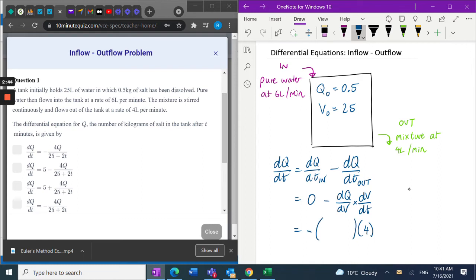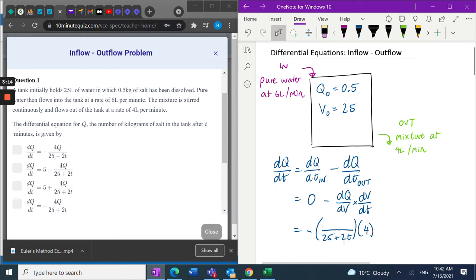For that, we need to consider how much salt is going out per liter. Well, how many liters are in the tank? Originally, it's 25, but because the water is flowing in at 6 liters per minute and out at only 4 liters per minute, the volume is going to be increasing from 25 by 2 liters per minute. So overall, our volume at any time t is going to be 25 + 2t.